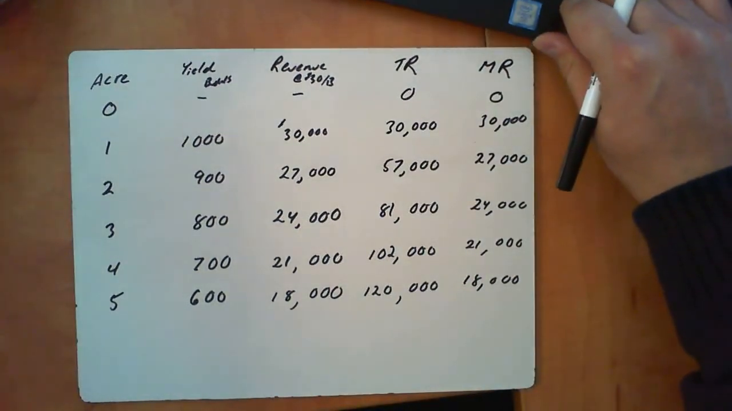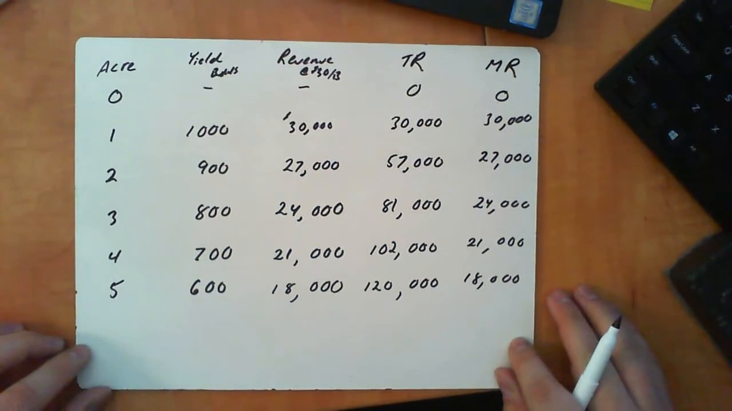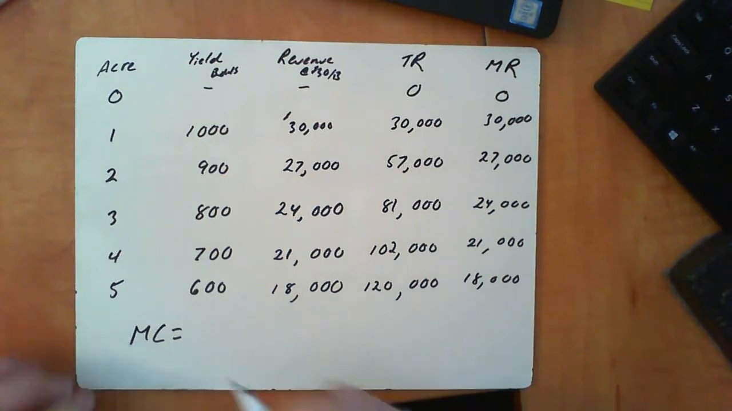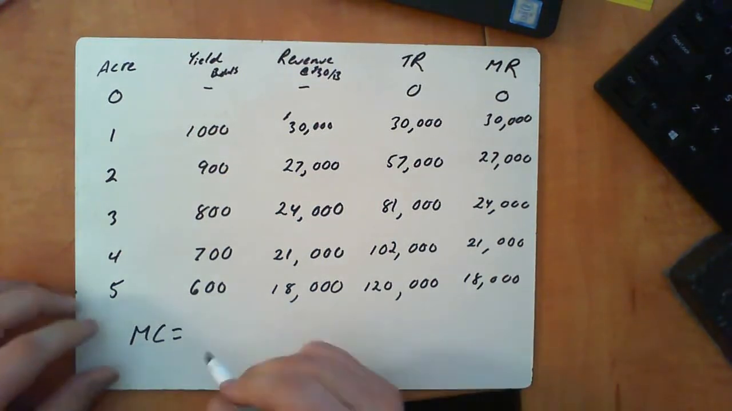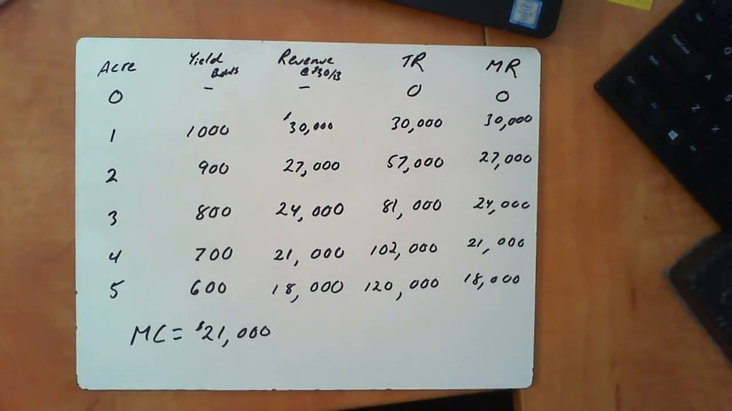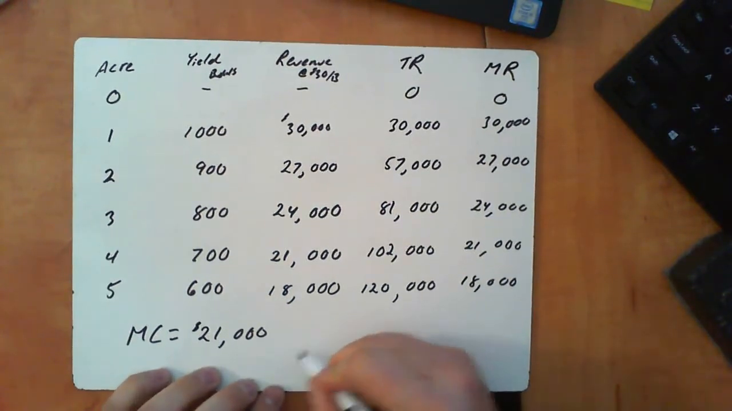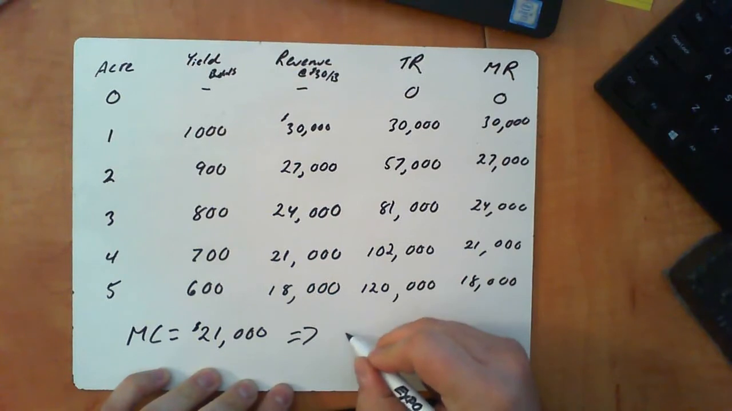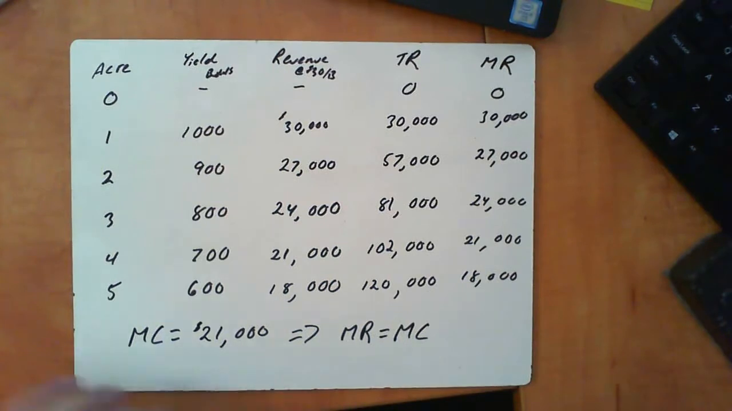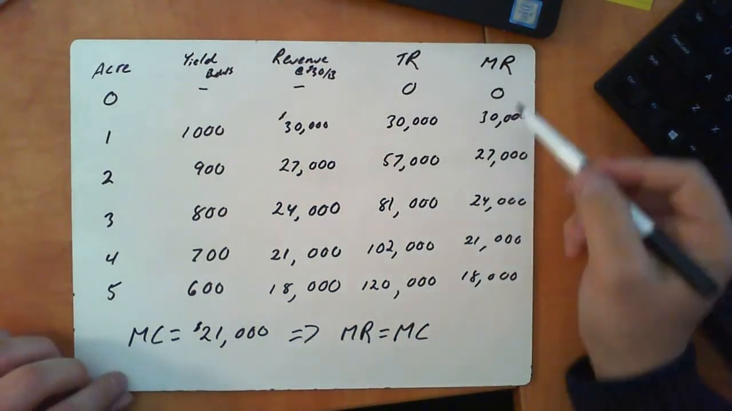So, if the marginal cost of planting and harvesting an acre is equal to $21,000 per acre for each of the 5 acres, how many acres should the farmer plant and harvest? Well, remember, what we're looking to say, right, we want to find where marginal revenue is equal to marginal cost.